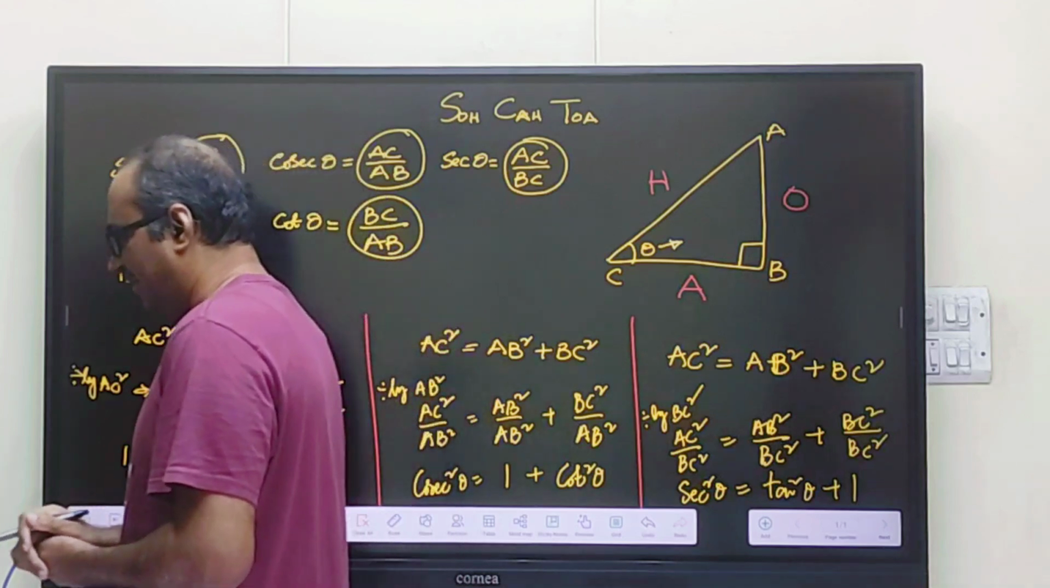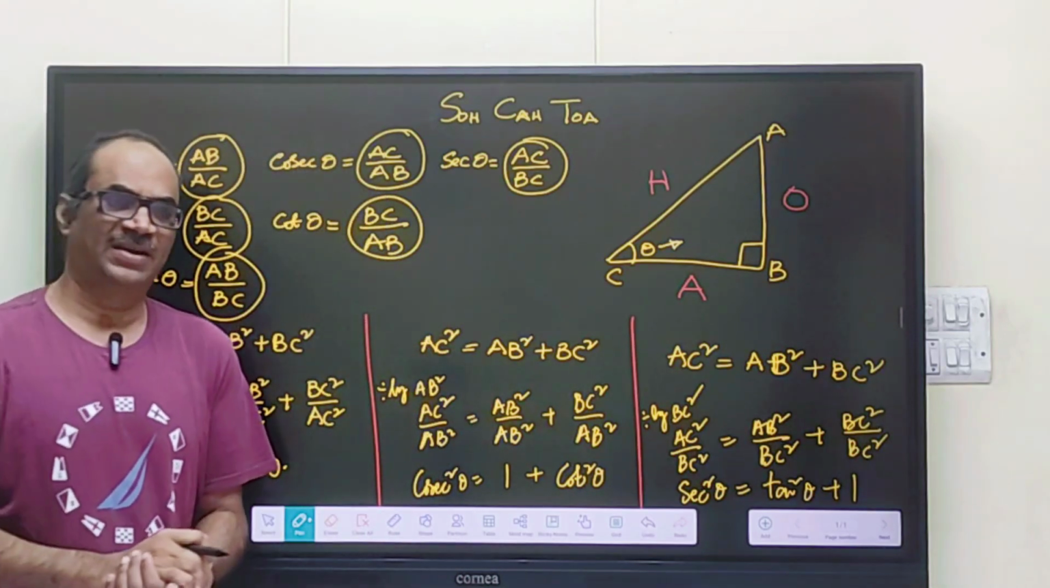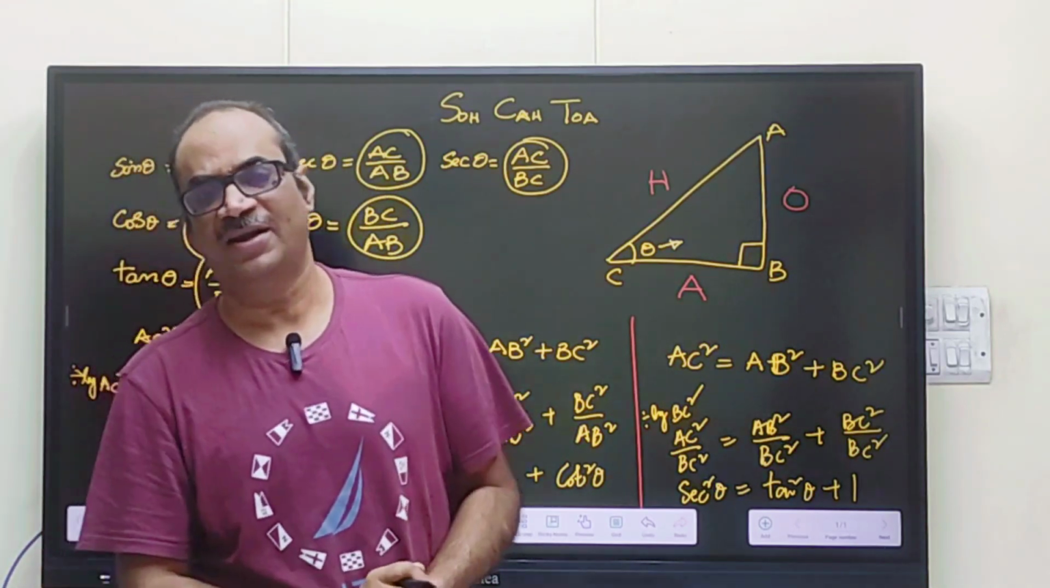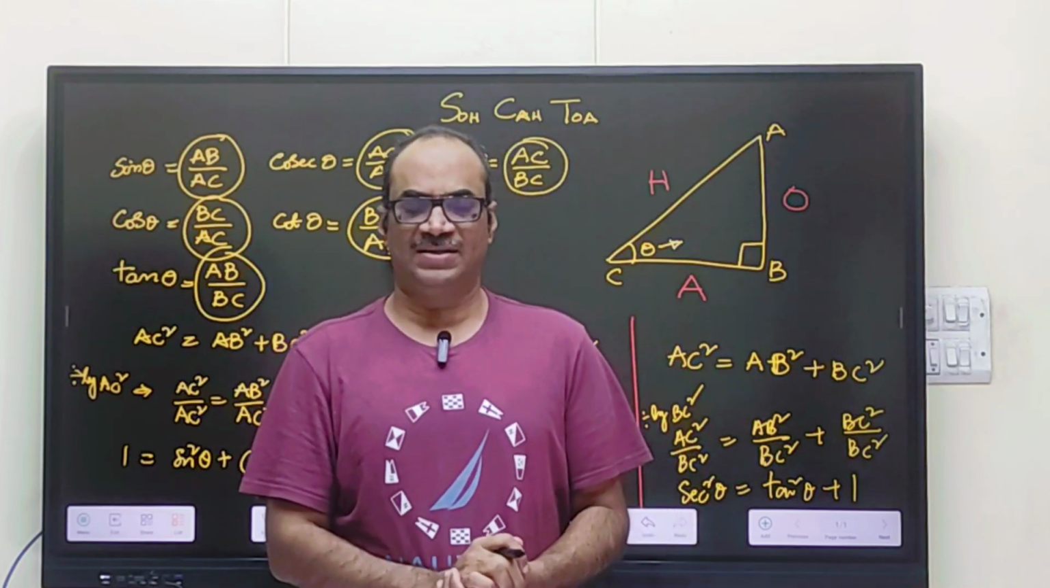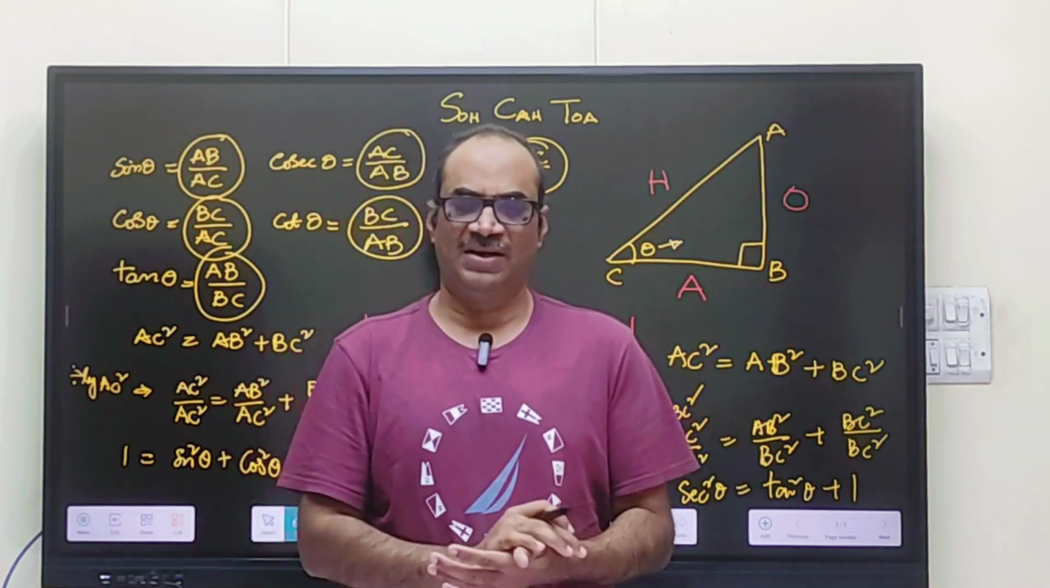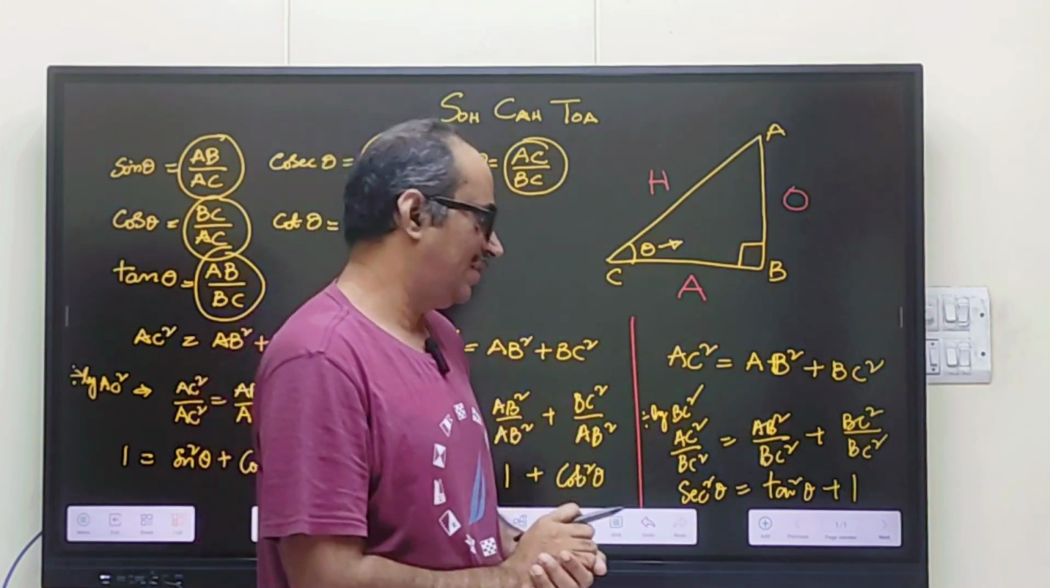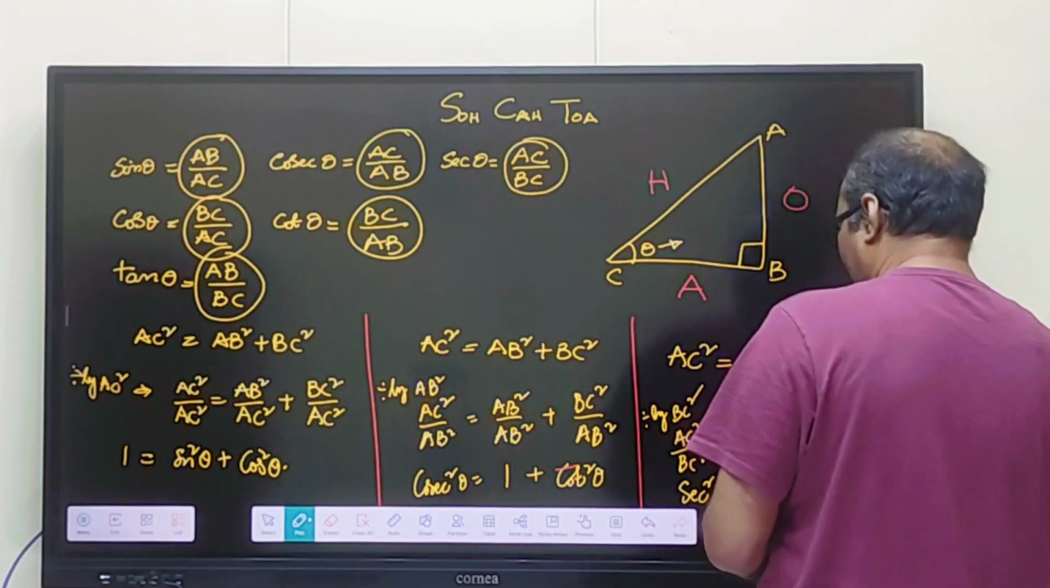So we got three trigonometric identities. First one is sin square theta plus cos square theta is 1. Second one is secant square theta equals 1 plus tan square theta. And the third one is cosecant square theta equals 1 plus cot square theta.